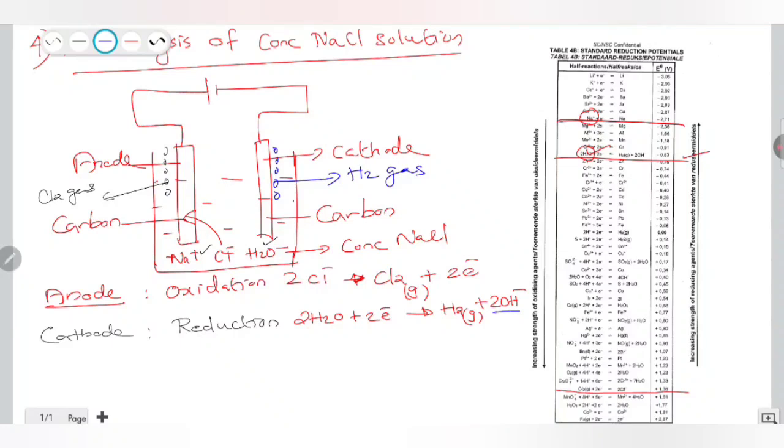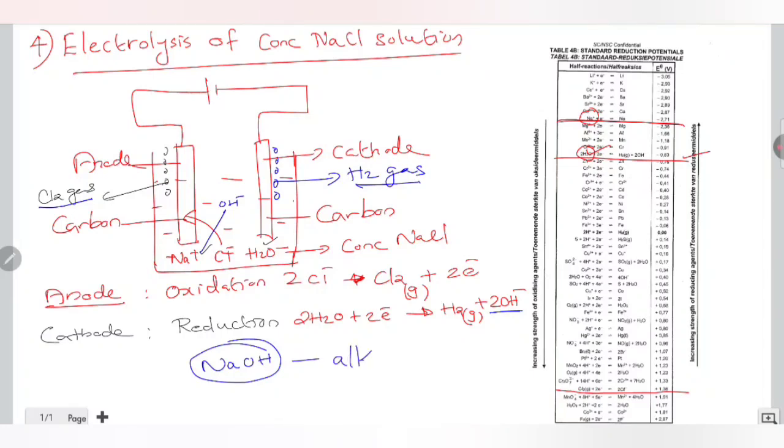Along with hydrogen, we are also getting OH minus. So that OH minus will be in the solution, right? These two will now combine and we will get what? NaOH. So in this application, you can see we are getting three things. We are getting chlorine gas, we are getting hydrogen gas, and we are getting what? Sodium hydroxide. And in this reaction, since sodium hydroxide is forming, the solution is always alkaline or basic solution.